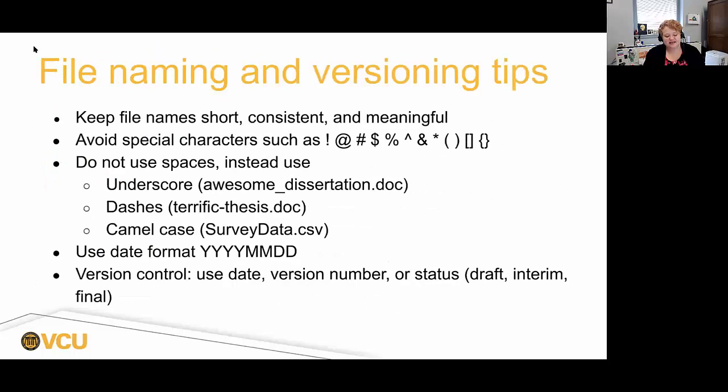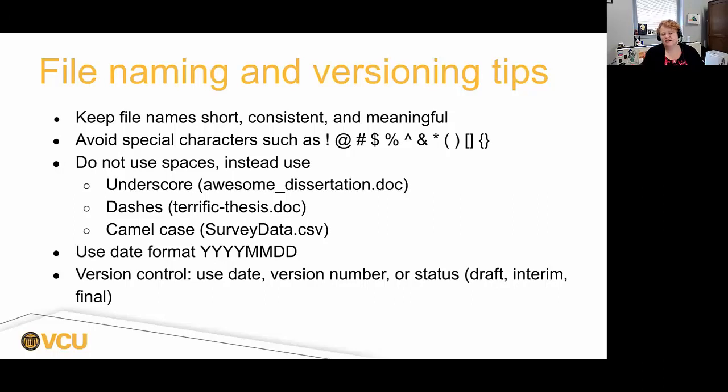And in this case, for file naming and versioning tips, Google is your friend. There are a lot of sites out there that provide best practices for file naming and version control, but here are some of the things that you should remember. You want to keep your file name short, consistent, and meaningful. Definitely avoid special characters. A lot of systems don't like them, and especially if you are ever doing any kind of command line interaction with your files, these characters can be very problematic.